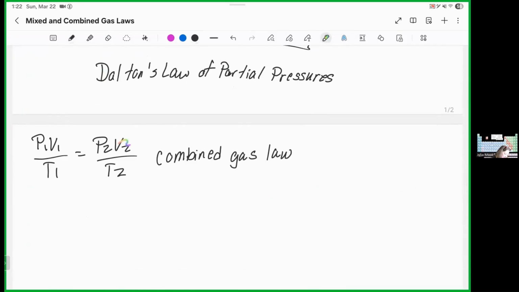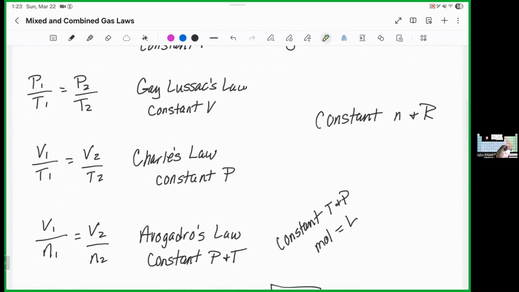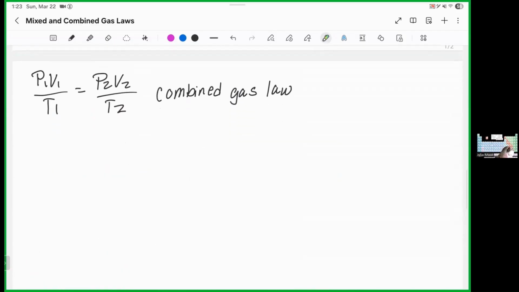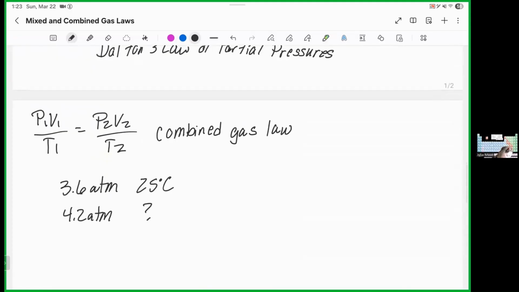This is the gas law we're going to go to most often when we're talking about any of those top three laws: Boyle's, Gay-Lussac's, and Charles' law. Because when I'm given my information, let's say I were given a pressure of 3.6 atm, a temperature of 25 degrees Celsius, a second pressure of 4.2 atm, and I'm asking about that temperature. They didn't say anything about volume. Volume was not mentioned, so you can get rid of it.